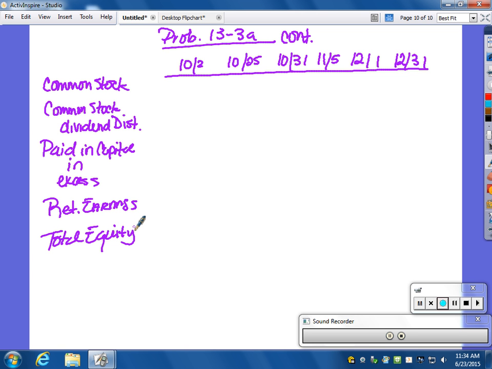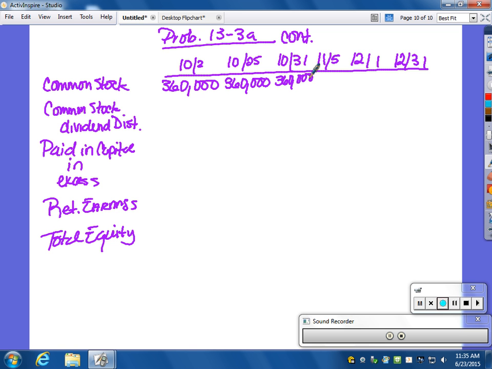Common stock was worth how much on October 2nd? No, what's the total? What does it say in the little green box? Oh, sorry, 360,000. What about on October 25th? October 25th didn't do anything to common stock, so how much was it worth? 360,000. What about October 31st? 360,000.